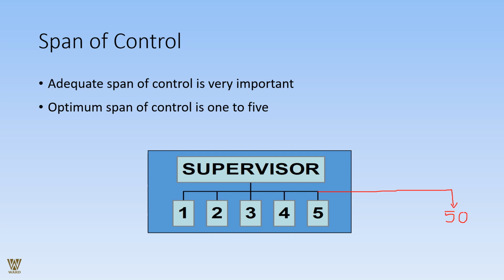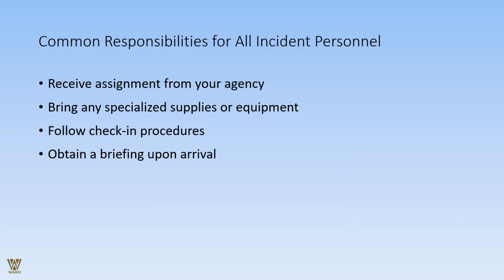So adequate span of control, or an adequate number of supervisors, is required. The optimal span of control is 1 to 5 as the case might be, but not 50 subordinates. Common responsibilities of every incident personnel: what is expected of them and what resources have been given to them. Receive assignment from your emergencies, bring any specialized supplies or equipment, follow check-in procedures, and obtain a briefing upon arrival as the case might be. That is what we look forward to on an as-and-when basis.